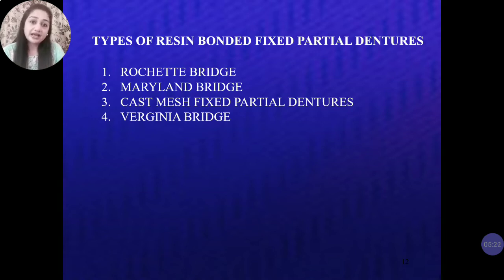So what are the different types of resin bonded fixed partial dentures? Many times in viva this question is asked, what are the different types of resin bonded fixed partial dentures. So we will see there are mainly 4 types. The first is Rochette bridge, second is Maryland bridge, third is cast mesh fixed partial dentures, and fourth is Virginia bridge. We will see in detail what they are.